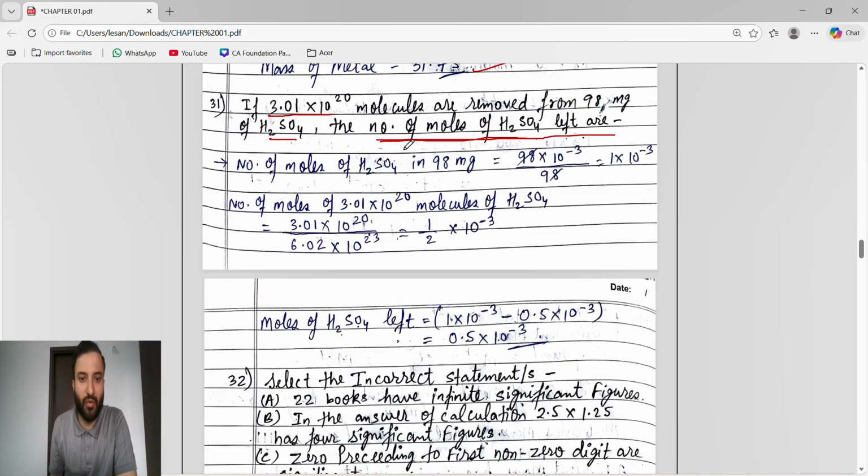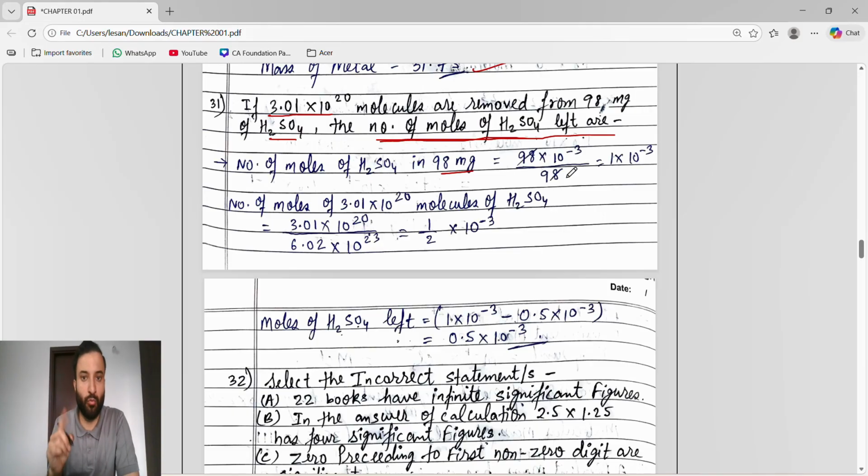So first of all, we'll find the total number of moles present. We know we remove this many molecules from 98 gram of H2SO4. The total H2SO4 present is 98 mg. So that is nothing but the number of moles of H2SO4 in 98 mg. The given mass, guys, we will convert into gram, because molar mass is in gram.